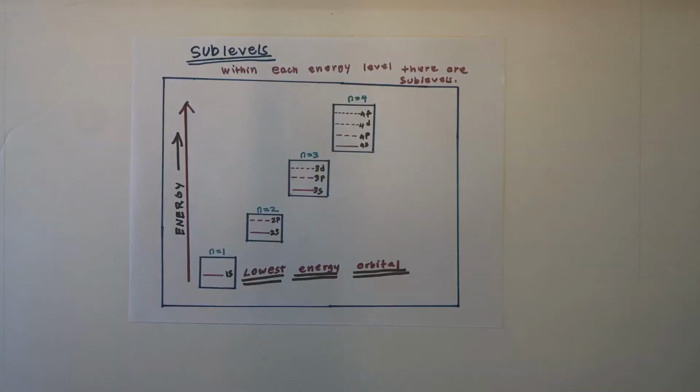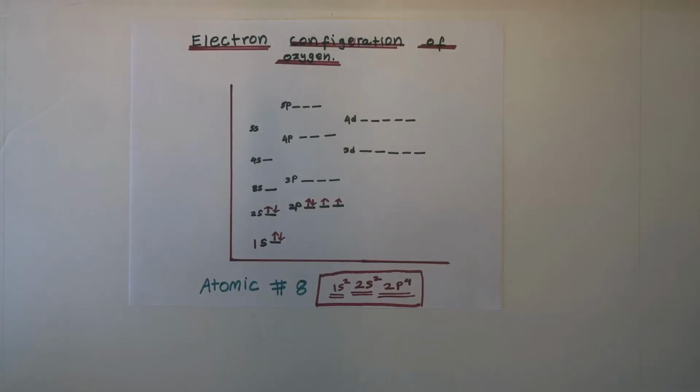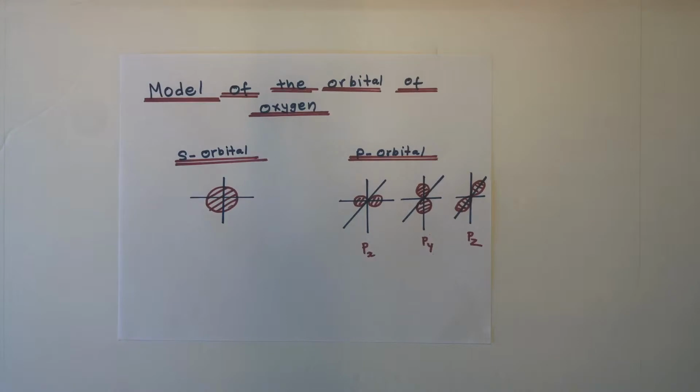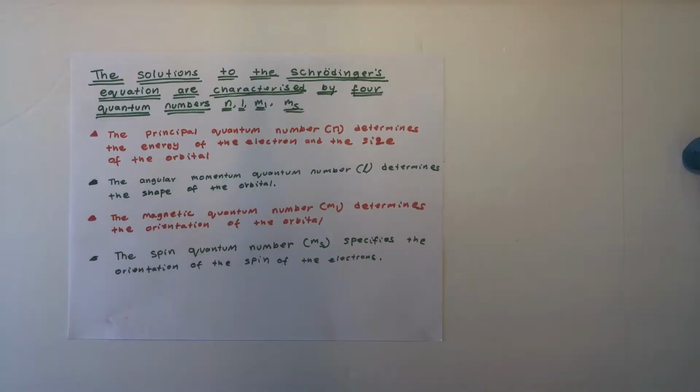Now, within each energy level, there are sublevels, which are represented by s, p, d, and f. Within each sublevel, there are orbitals, where there is high probability of finding electrons, and each sublevel has a defined orbital. This is an electronic configuration of oxygen. Oxygen has an atomic number of 8, so it fills up the energy levels using Hund's rule and the Aufbau principle. Now, oxygen has one s orbital and three p orbitals, so the hybridization of oxygen is sp3, which gives a tetrahedral arrangement. The solutions to Schrödinger's equation are characterized by the 4 quantum numbers.